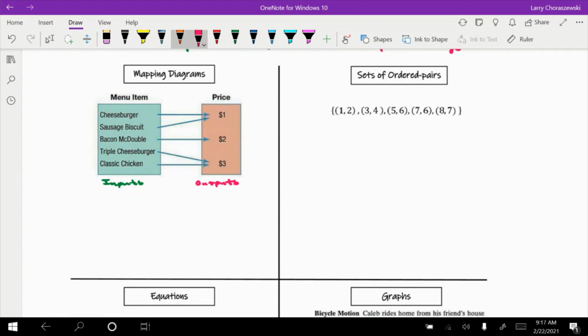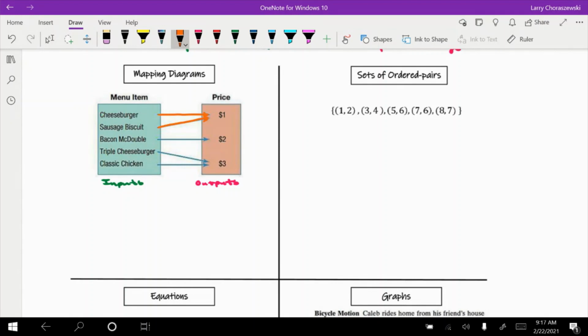So for example, the cheeseburger, according to this mapping diagram, corresponds or is related to the price of $1. It doesn't get any other prices. Okay, it's just this one and only one price amount. The sausage biscuit is being assigned only one price as well. Apparently, that would be the same price as the cheeseburger, which is totally fine. You can have a variety of items being the same cost at a restaurant, much like you could have a set of buttons doing the same action in a video game.